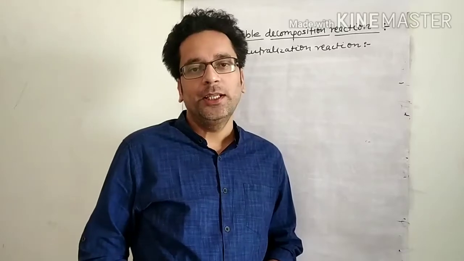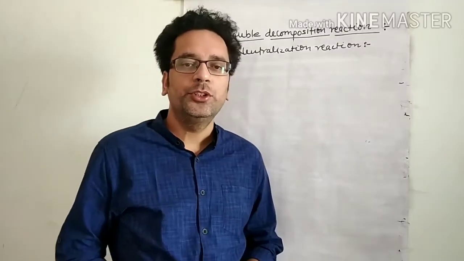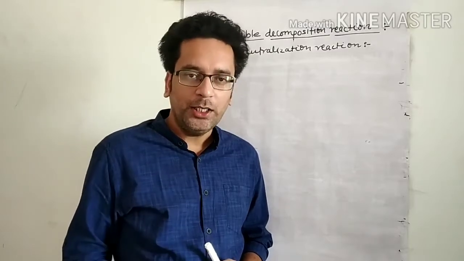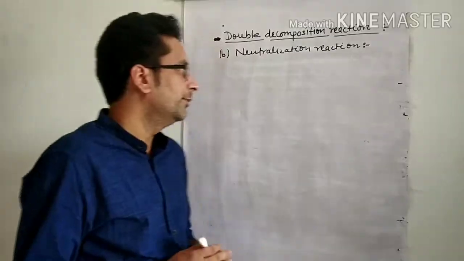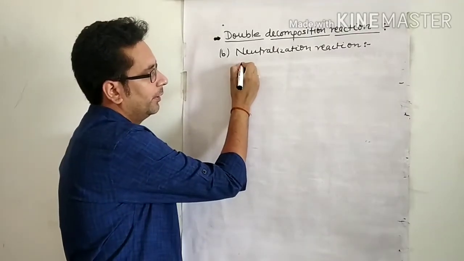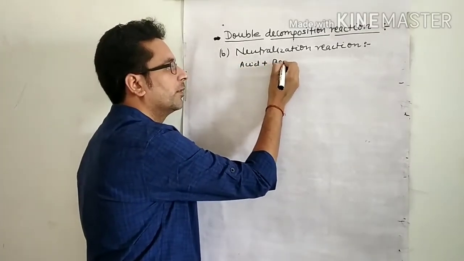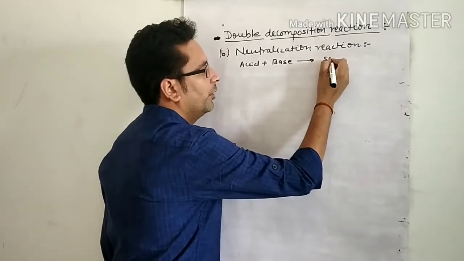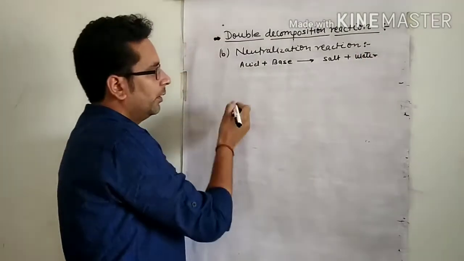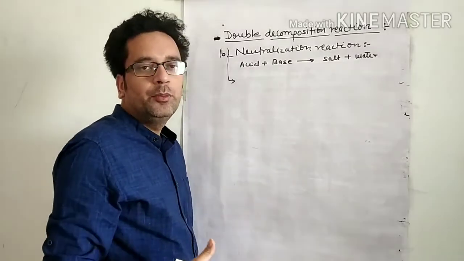Now the next part is neutralization reaction. Neutralization reactions are those double decomposition reactions in which there is formation of salt, a soluble salt, and water. Okay, so example, acid reacts with base to form salt and water. Okay, this neutralization reaction also helps in the preparation of soluble salt.